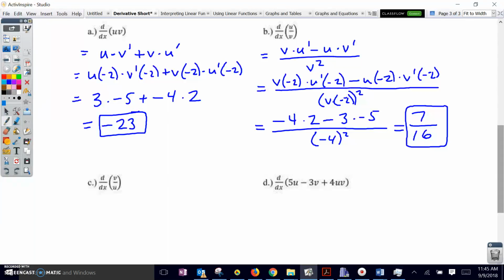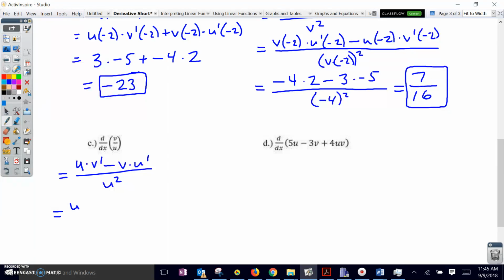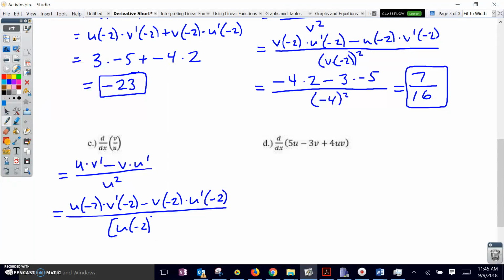Now the derivative of v over u, same concept, except different order here. So now we've got u times v prime minus v times u prime all over u squared. And so we've got u of negative 2 times v prime of negative 2 minus v of negative 2 times u prime of negative 2 all over u of negative 2, the quantity squared. And then I need to substitute all of those values in.